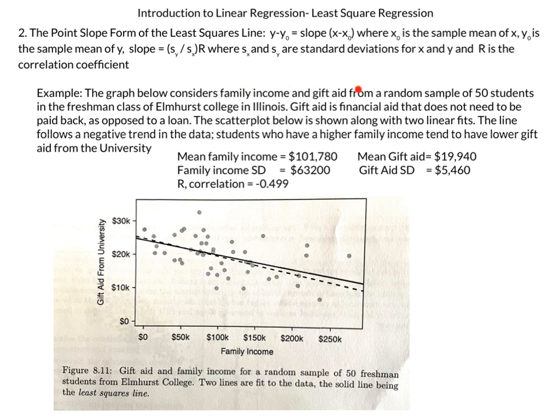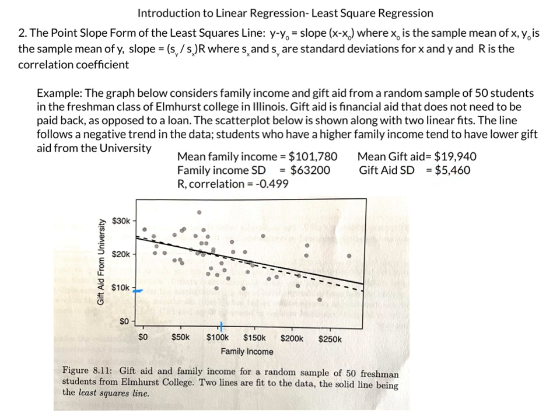That's the family income versus gift aid for our 50 students from the freshman class in Elmhurst College. Here's our scatter plot, and we have additional information that the median family income is $101,780. So here on family income, somewhere around here is our mean x value. The family income standard deviation, so for x, is 63,200. Then our mean gift aid is 19,940. So where's our mean gift aid? It's somewhere very close to 10,000. And the gift aid standard deviation is 5,460.